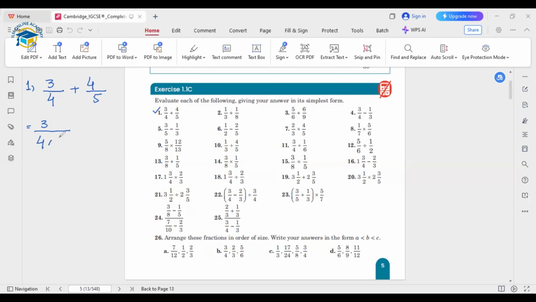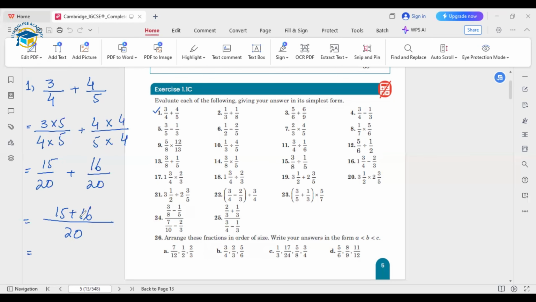So 3 by 4 needs to be multiplied by 5 in the numerator and denominator as well. Similarly, I have this 4 by 5, so I need to multiply it by 4 in the numerator and the denominator as well. In this way, you will see that the denominators would be exactly similar. So 3 times 5 is 15 and 5 times 4 would be 20. 4 times 4 is 16, 5 times 4 is 20. So here we got the similar denominator. Now simply you can write the denominator only one time and add the numerators together. So here we have 15 and 16, so that would be 31 by 20.